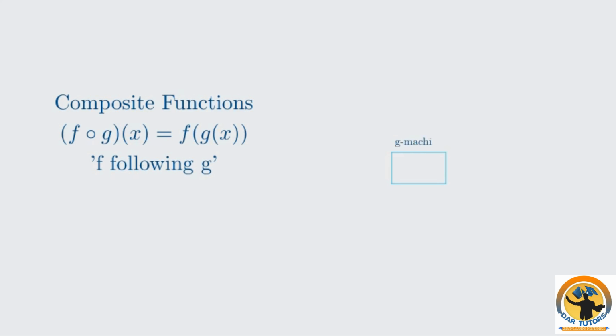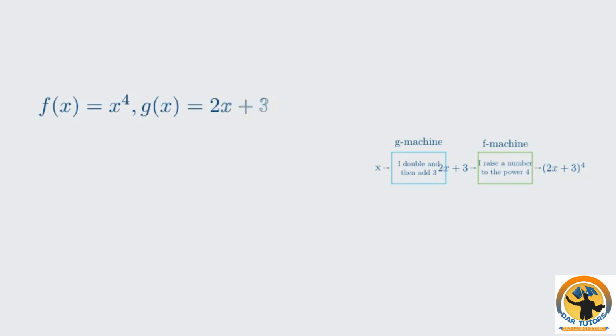Suppose f of x equals x to the power of 4, and g of x equals 2x plus 3. To find f of g of x, we first put x into the g machine, which outputs 2x plus 3. Then, we take that output and put it into the f machine, which raises it to the power of 4. The final output is the quantity 2x plus 3, all to the power of 4. Algebraically, we write f of g of x equals f of the quantity 2x plus 3, which equals the quantity 2x plus 3, all to the power of 4.